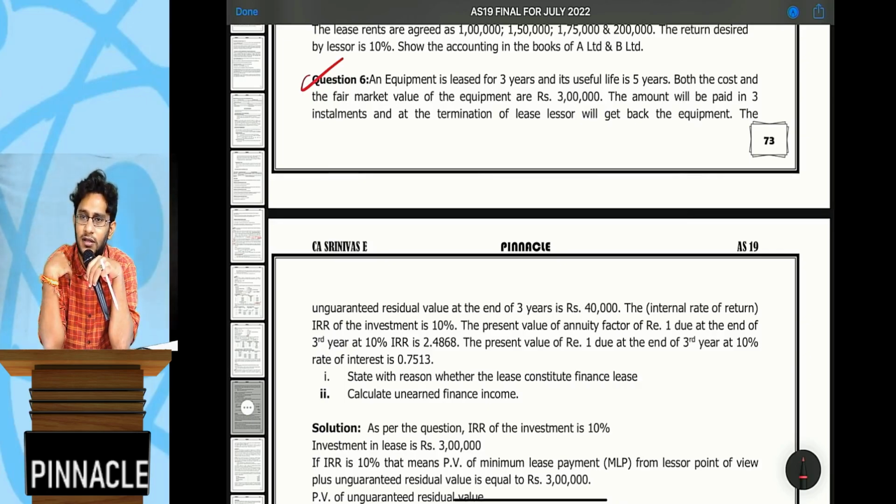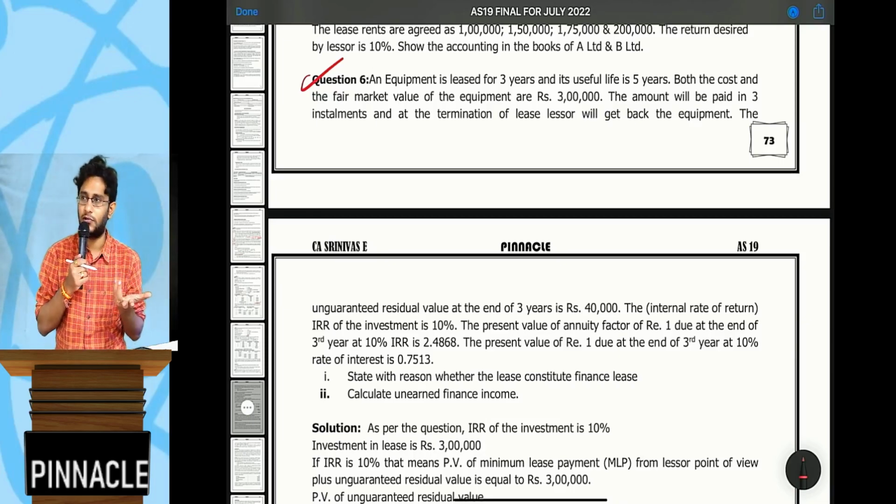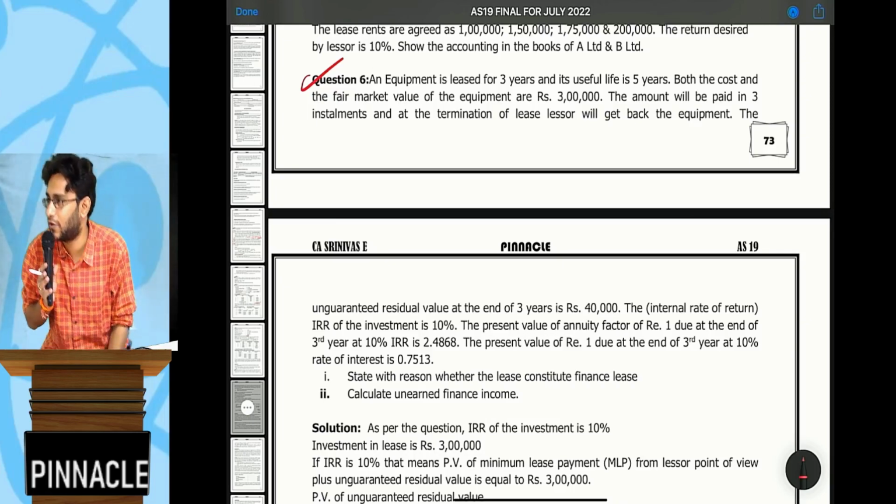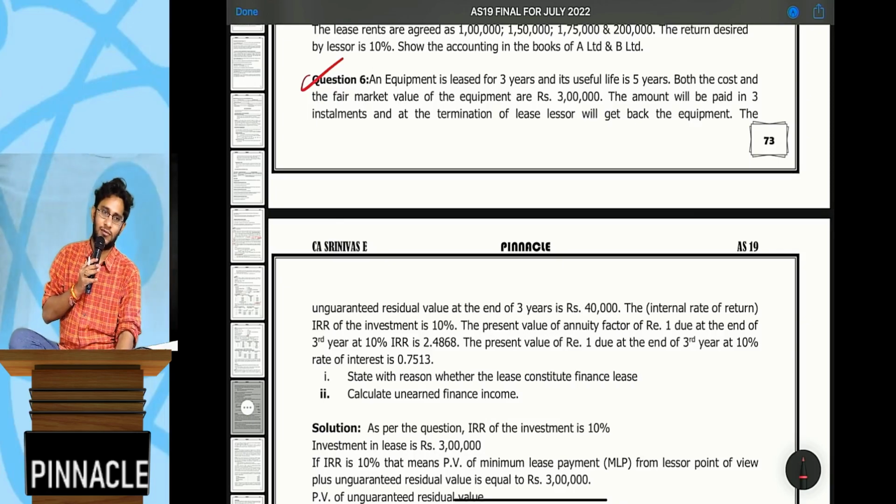Go and discount the lease rents and work out PV of MLPs. Read the question 10 times also, you will not find the lease payments. He did not give you the lease payment itself. Sir, then how will you work out, sir? Lease payment also, you only have to work out. First work out the lease payment. Then see whether PV of MLPs is equal to substantially the fair value of the asset or not. 2 things you have to do.